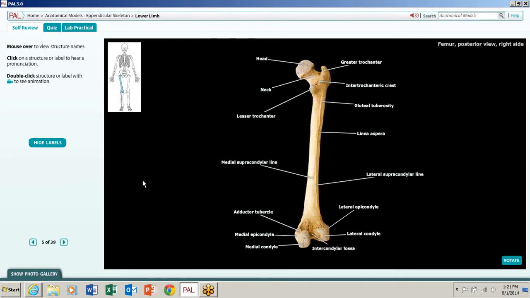This is the femur, again from the right side, and it's a posterior view. And so we can see the head, the greater trochanter, the linea aspera, the lateral epicondyle, the lateral condyle, the medial condyle, the medial epicondyle. There's the lesser trochanter, there's the neck, and there's the head.